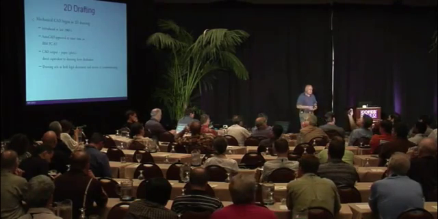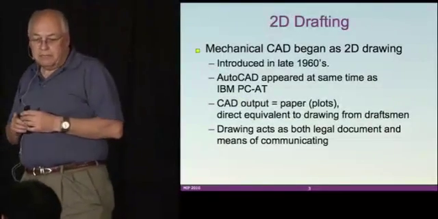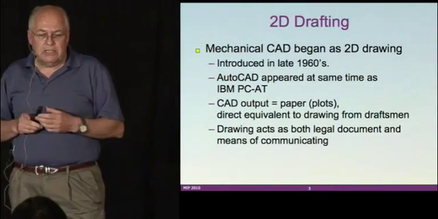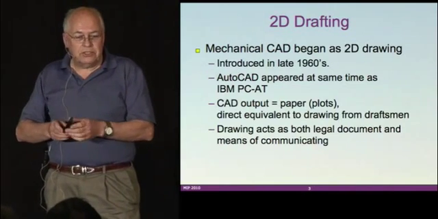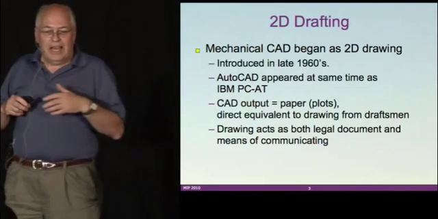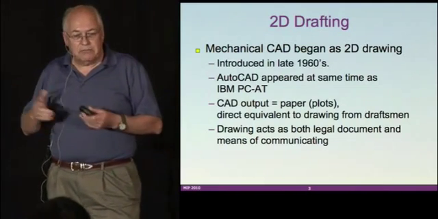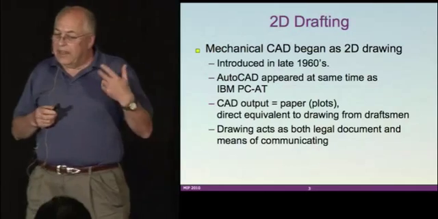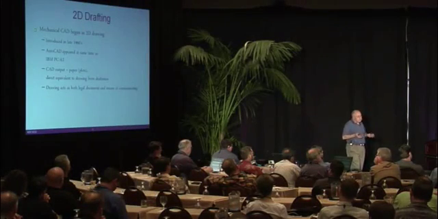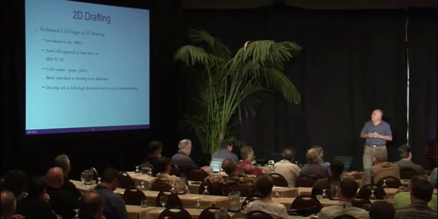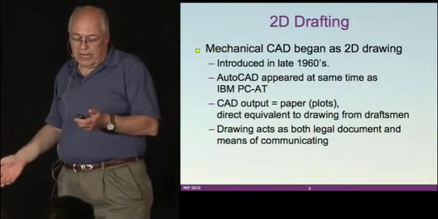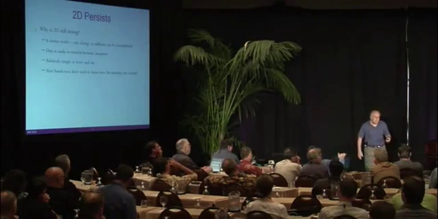And everything started as 2D drafting. The first mechanical CAD was 2D drawings, and it was around the late 1960s, which some of us remember. Is that me making banging noises? Okay. And AutoCAD appeared at about the same time as the PC AT. At that time and today, the CAD output of that is paper plots, which were equivalent to what you got from a draftsman. And as some companies still have it, that's the legal document for subcontracting and the rest of it. So we shouldn't forget that.